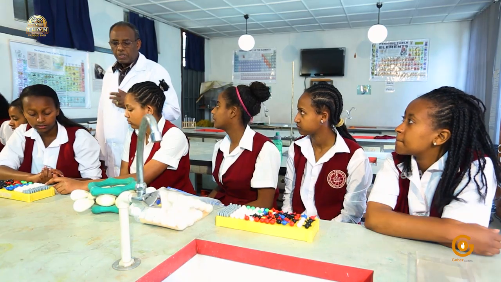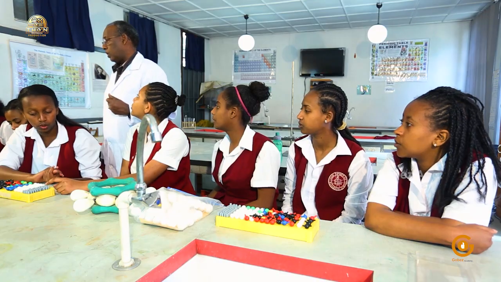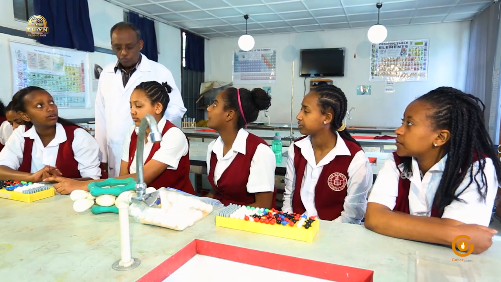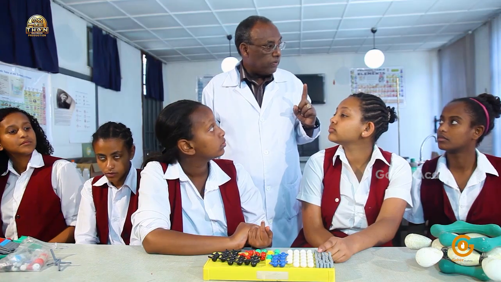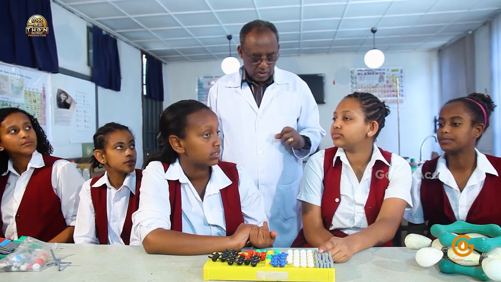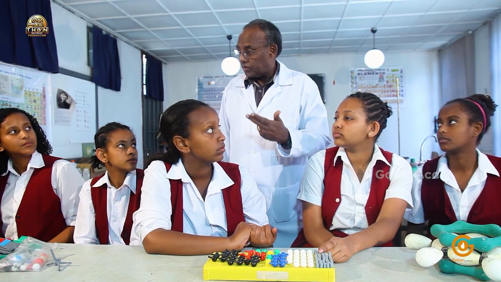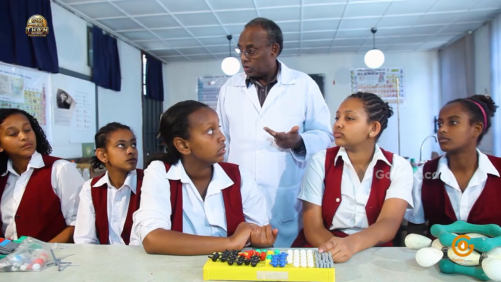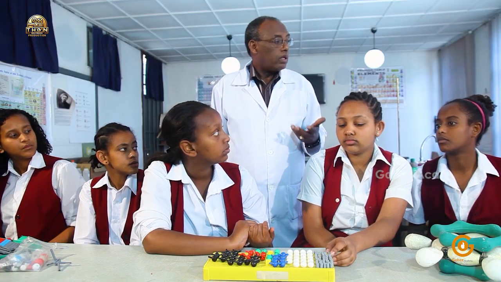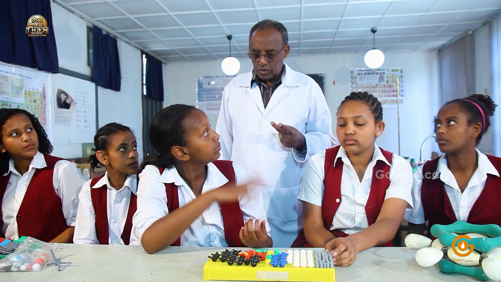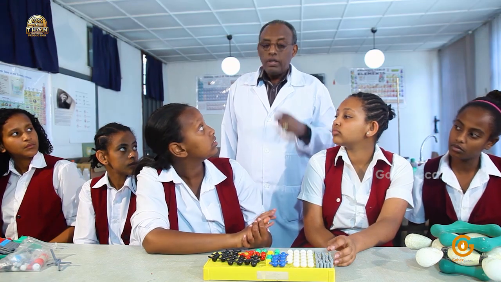8. But does it have 8? No. How many does it have? 4. But don't forget that the atomic number of carbon is 6. What is the difference? 6 minus 4 is 2. What is that 2? Where are those 2 electrons? It's in the inner shell.